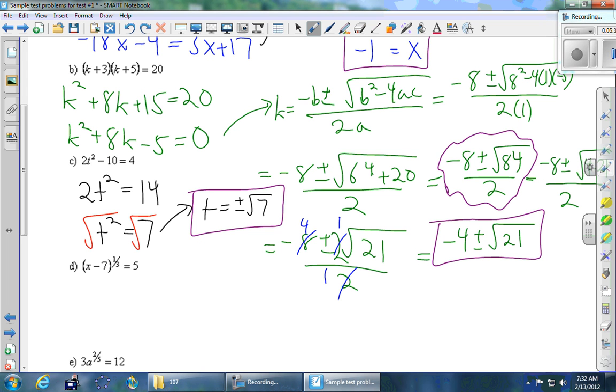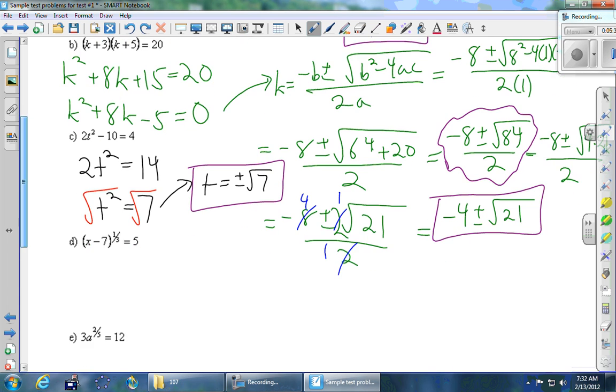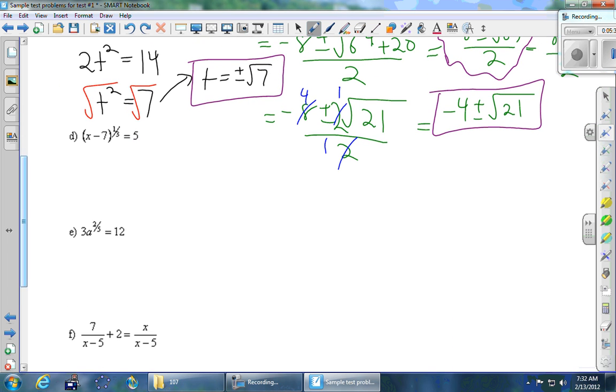Part D, x minus 7 to the 1/3 equals 5. So what does 1/3 really mean? It means cube root, and the opposite of taking the cube root of something is cubing the thing. So what we're going to do is we're going to cube both sides. I'll write the equation again. Both sides are going to get raised to the 3rd power.